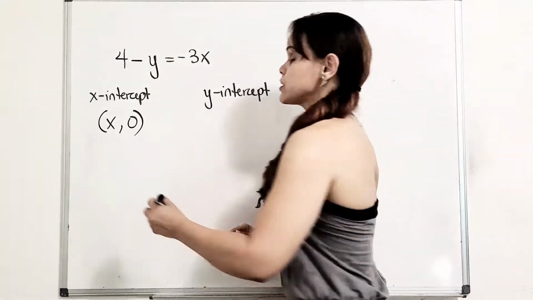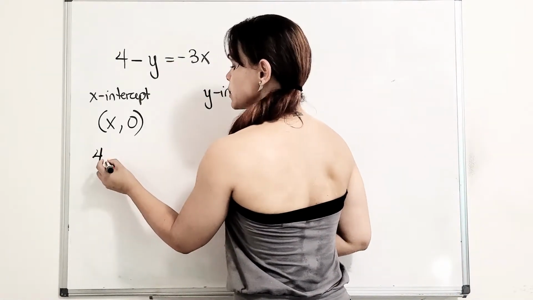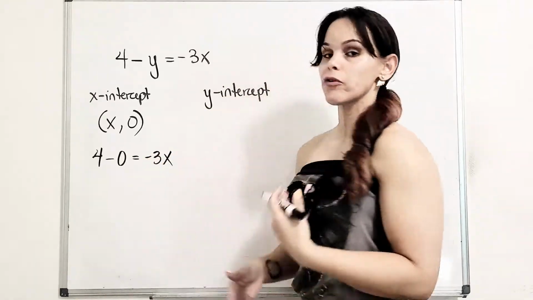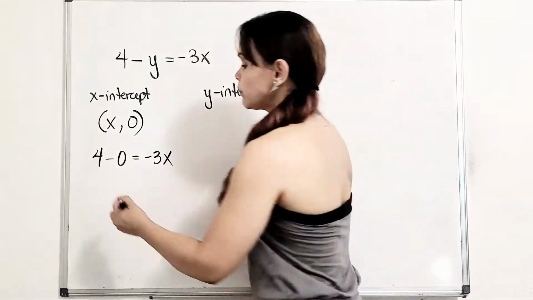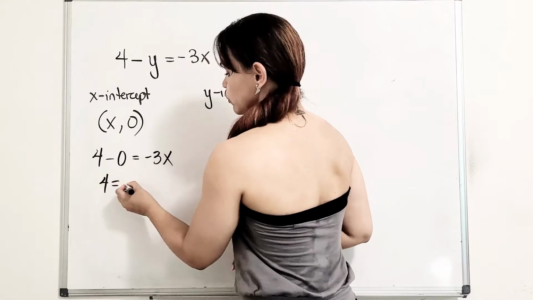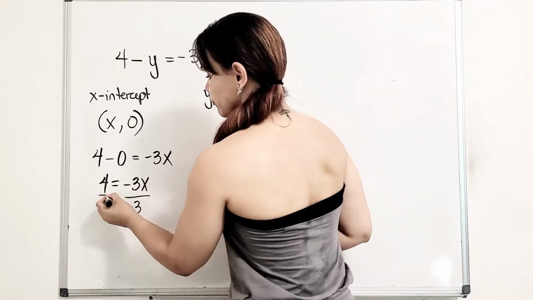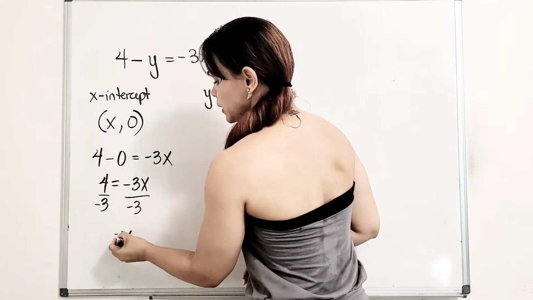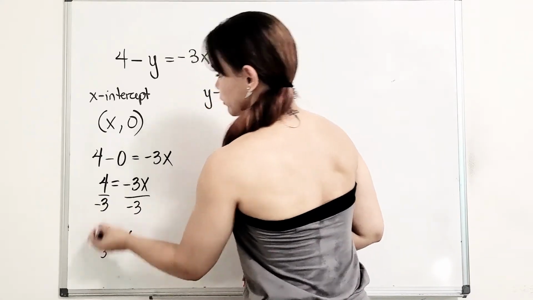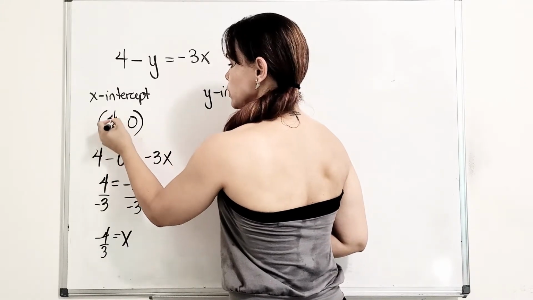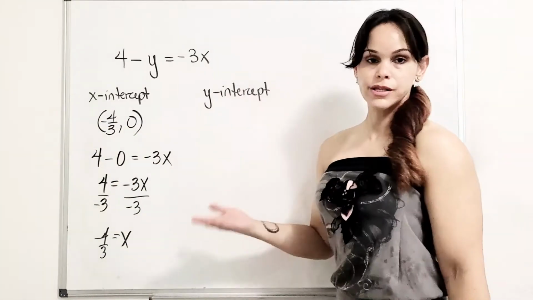So for this equation, it's going to mean 4 minus 0 equal to negative 3x, and just solve for x. So we simplify a little bit here. So this is 4 equal to negative 3x, and we divide by negative 3. So x is going to be equal to negative 4 over 3. So that means that the x-intercept is the point with coordinates (-4/3, 0).